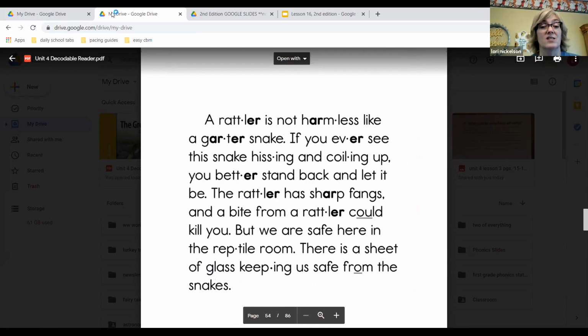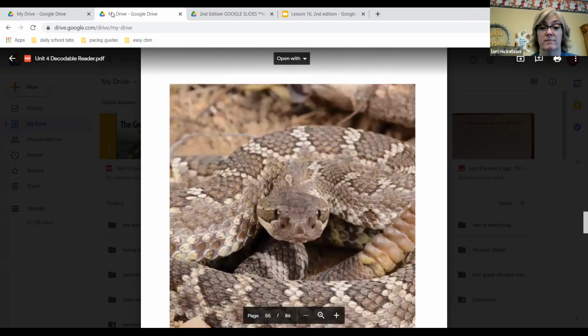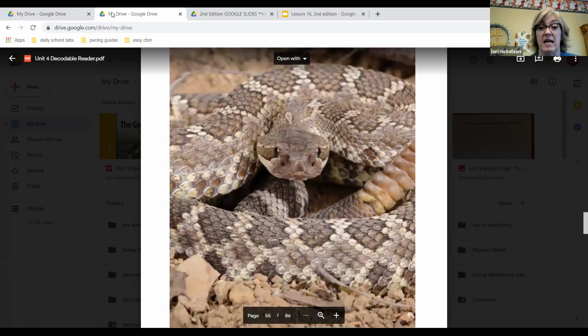A rattler is not harmless like a garter snake. If you ever see this snake hissing and coiling up, you better stand back and let it be. The rattler has sharp fangs, and a bite from a rattler could kill you. But we are safe here in the reptile room. There is a sheet of glass keeping us safe from the snakes. That is scary, isn't it?